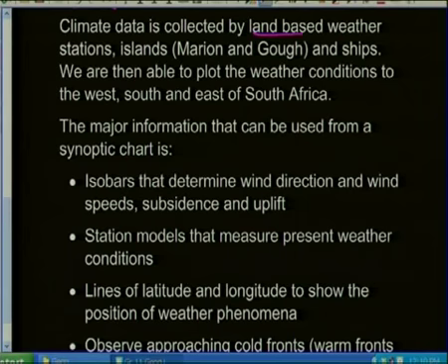Climate data is collected by land-based weather places, so that's places that are on land. We also get weather from islands like Marion and Gough Island, and then ships are a very important source of information.